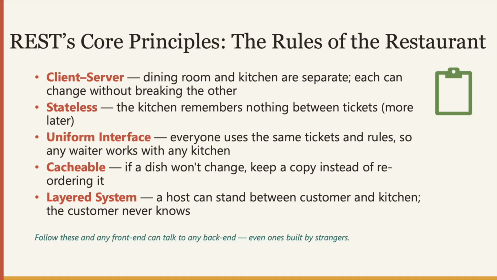Finally, the data itself must be cacheable, so the client can reuse the saved server responses instead of making redundant network calls. So like if a dish won't change, it keeps a copy instead of reordering it. And then it's also a layered system, meaning traffic can route between intermediaries like load balancers or security proxies without the front end ever knowing. So it's like a host can stand between a customer and kitchen, and the customer would never know. So if you follow these rules, then any front end can seamlessly talk to any backend.